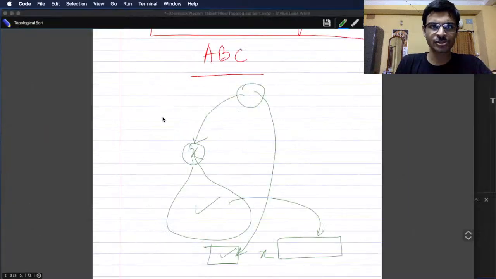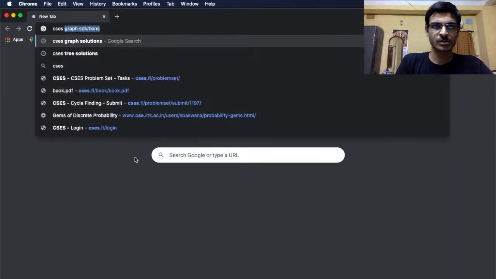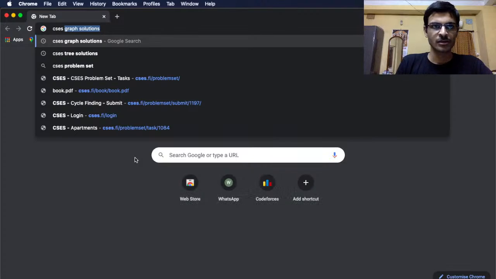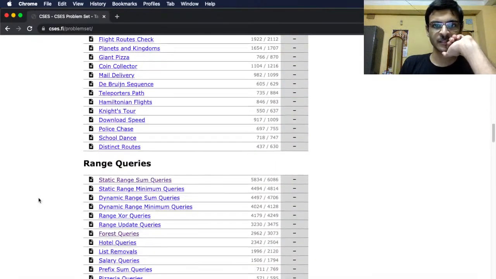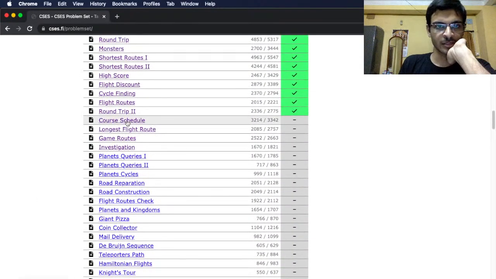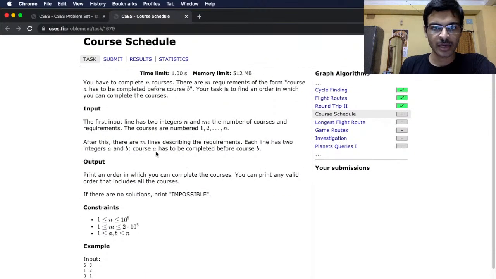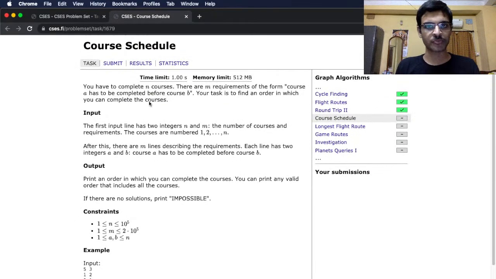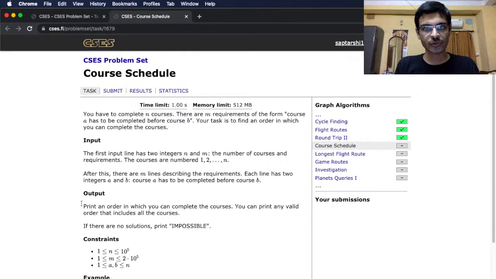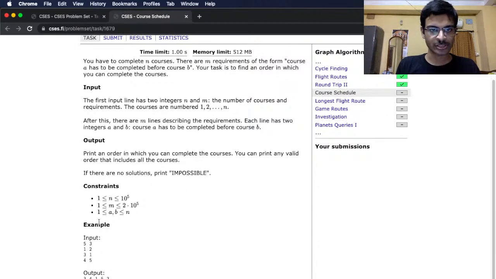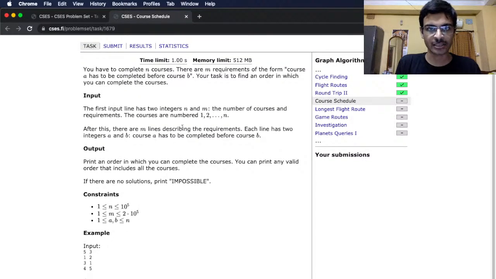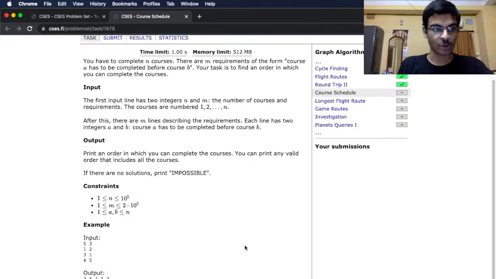Let us for a moment check whether there is some existing question. I think course schedule, this might be one. A and B, A has to be completed. Yeah, so we have got a question. Okay, I remembered that I had seen something like this. So we'll basically solve this question. We have n and m, and we have all these edges. A and B, and it is a directed thing. A has to be completed before B. So let us see how we can do it, and we have to print in that order.